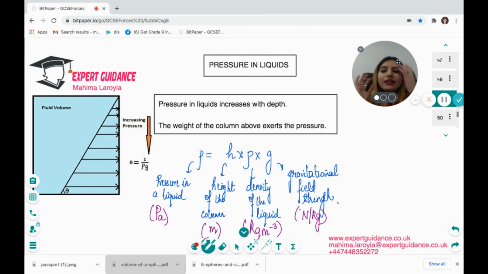Now, when we talk about the pressure in a liquid, it increases with the depth. The weight of the column above exerts the pressure downwards, and the pressure in the liquid is measured in pascals, and it is given by the formula h rho g. h is the height of the column, rho is the density of the liquid, which is in kilograms per meter cubed, and g is the gravitational field strength, which is in newtons per kg. Height is in meters, pressure is in pascals, and g again you can use 9.8 meters per second squared or 10.